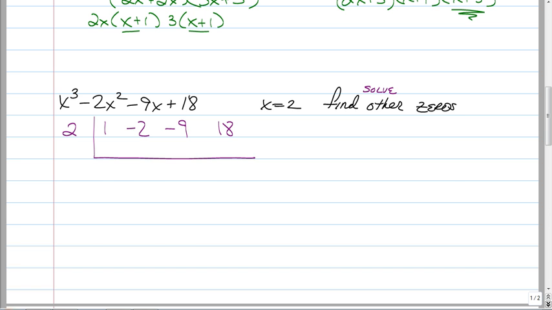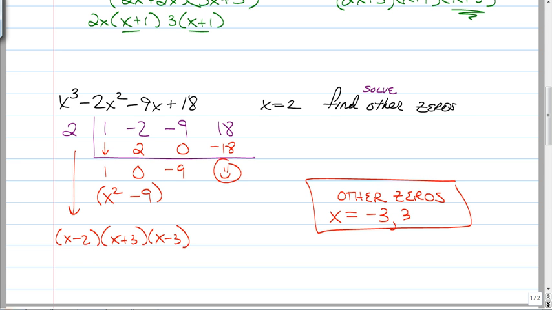Go do it. So first of all, if you use synthetic division correctly, you would end up with 1, 0, -9, and no remainder. So that would give you an x squared, 0x minus 9. So you have x squared minus 9. And then, of course, if you were to factor it completely, you would have your x minus 2 from this given 0. And then you have an x plus 3 and an x minus 3 because this is the difference of 2 squares. So then your three solutions are 2, -3, and 3.